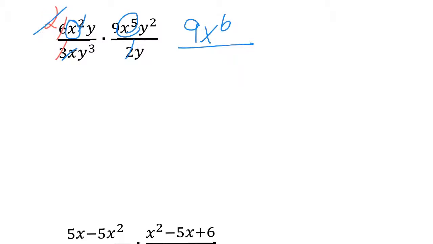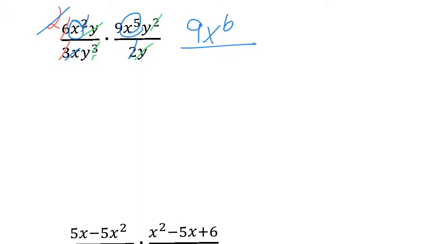And this y can cancel one of these y's. And this y cancels one of these y's and leaves 2. So now what do we have left? We have a y on top and a y squared on the bottom. And that 1y cancels this and leaves 1y on the bottom. So my final answer would be 9x to the sixth over y.